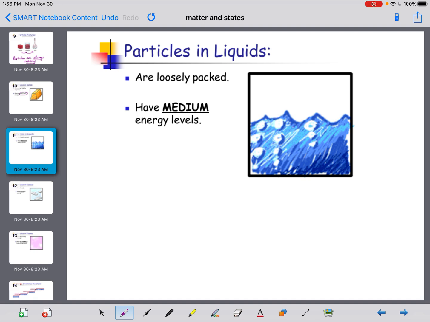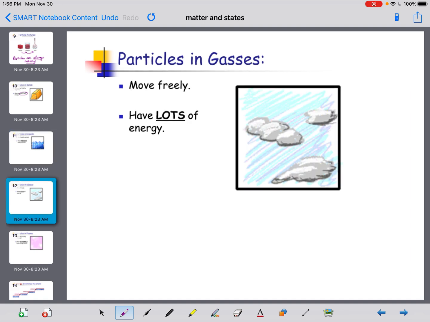So these are just very generic. It's almost like we're just ranking them. Liquids have more energy than solids do, right? And then gases have more energy than liquids do. And gas particles, there's more space between them, so they're moving more freely.